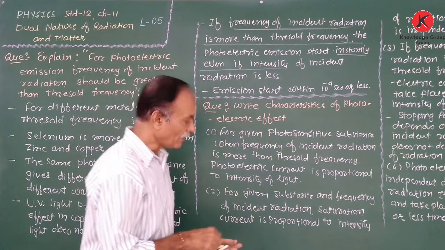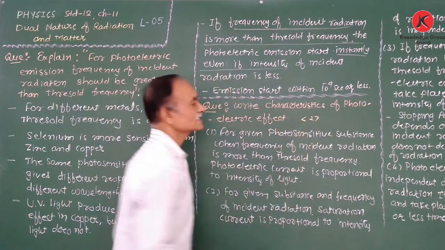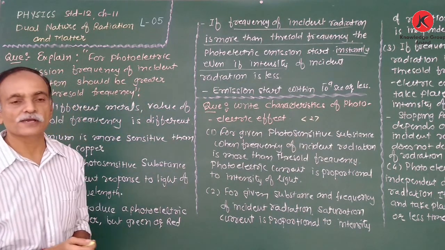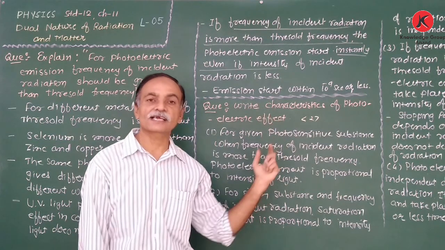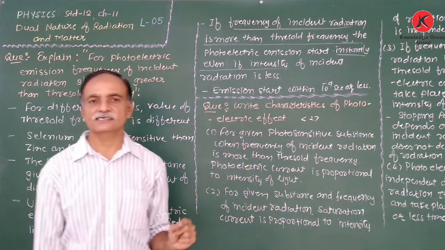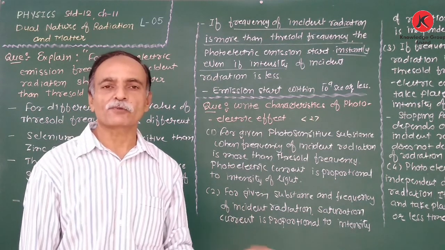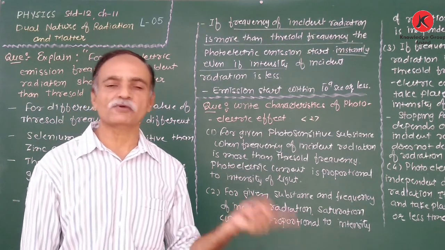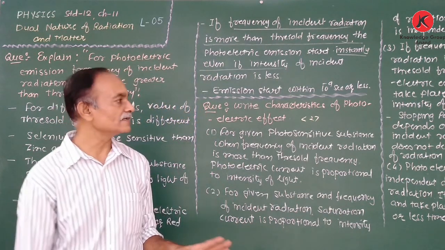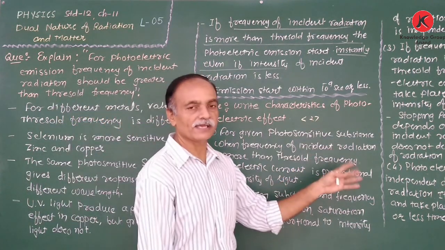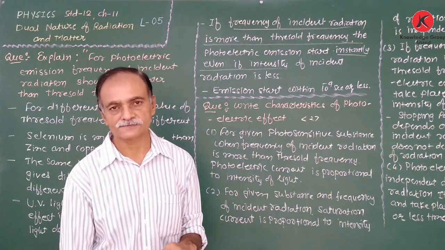After that, the most important question for 2 marks is: write the characteristics of the photoelectric effect. For 2 marks we only have to mention the characteristics. Already we discussed how the stopping potential depends on the frequency, and how the photoelectric current depends on the intensity of incident radiation. We explained these with graphs, so these two questions are also important for 2 marks.